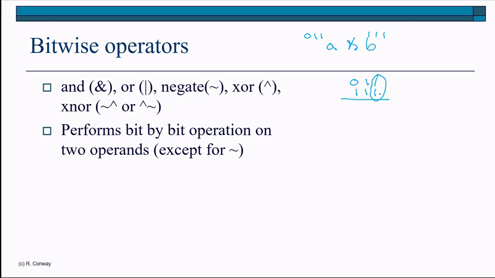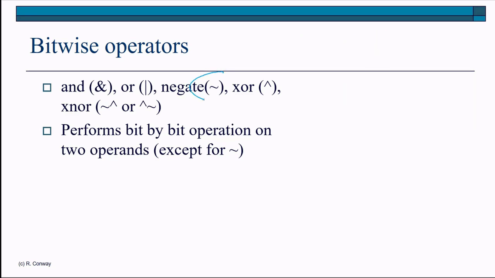Corresponding bits are ANDed. 1 ANDed with 1 is 1. The next 2 corresponding bits are ANDed. 1 ANDed with 1 is 1. And the last 2 corresponding bits are ANDed. 1 ANDed with 0 is 0.